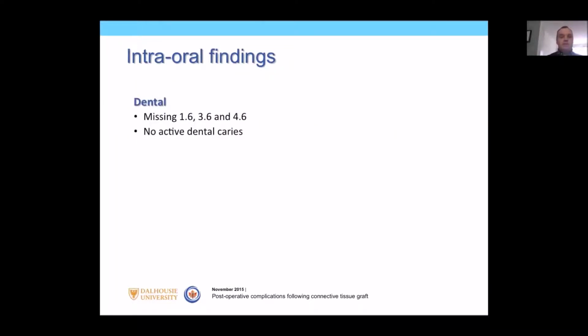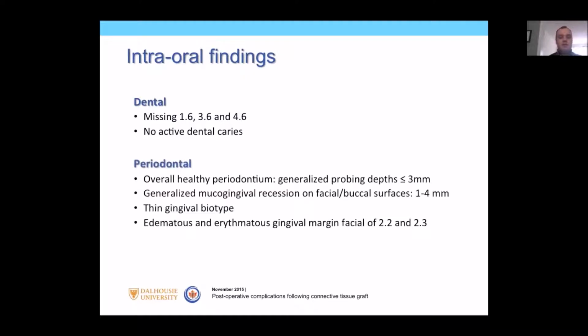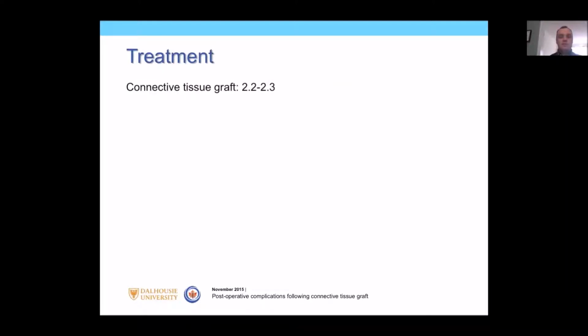Intraoral findings: missing 1-6, 3-6, and 4-6, no active caries. Periodontally, very healthy. Generalized probing depths were less than or equal to 3 millimeters. She had generalized mucogingival recessions, facial and buccal surfaces, 1 to 4 millimeters. She was someone with a thin biotype, and dehiscence and erythema of 2-2 and 2-3 was also noted at the initial examination. So our treatment plan was to do a connective tissue graft, 2-2 and 2-3.